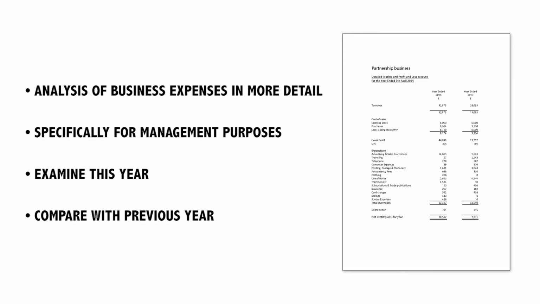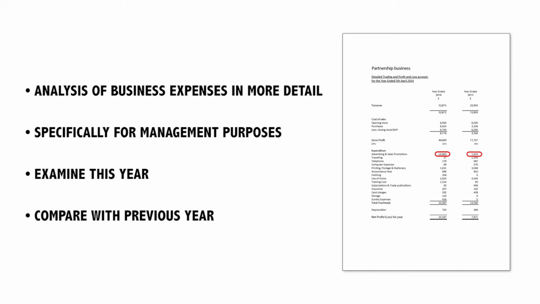The final page of your accounts is the detailed trading and profit and loss account, which shows the breakdown of the expenses of the business. Check in your draft accounts PDF that these figures are what you expected and that they reflect the day-to-day running of the business. You should then also look at the figures in comparison to the previous year where these are available. For example, in this set of accounts, the advertising figure for the current year is 14,863, as opposed to 1,623 for the previous year.